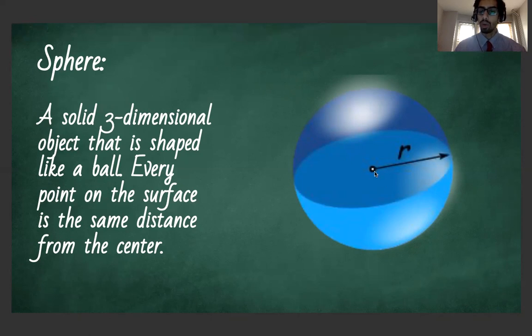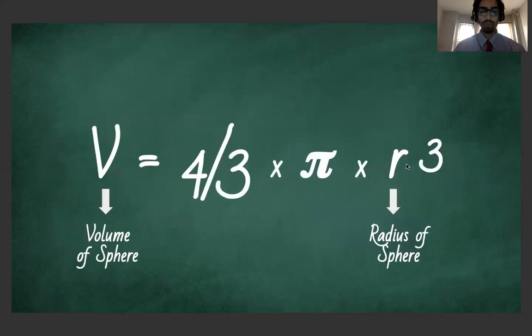What I want us to note as well is that you can find the radius of the sphere just by taking the length from the center to any of the outside points, okay? We have a different formula, so let's make sure we're familiar with it as well.